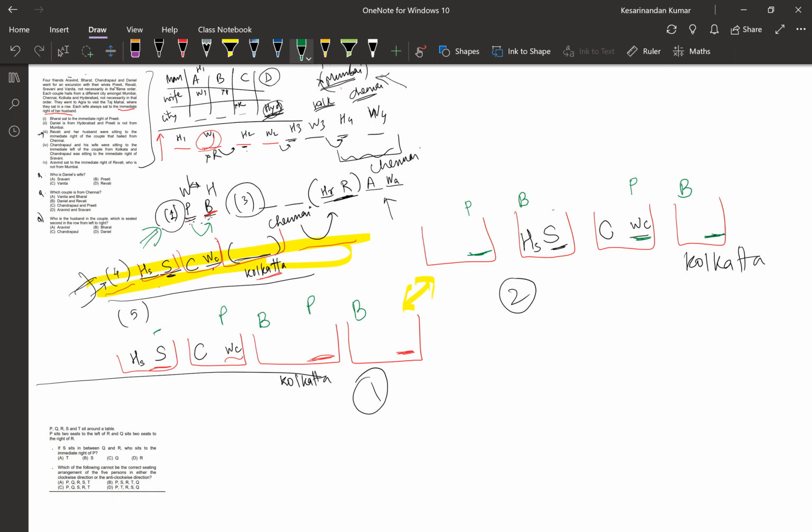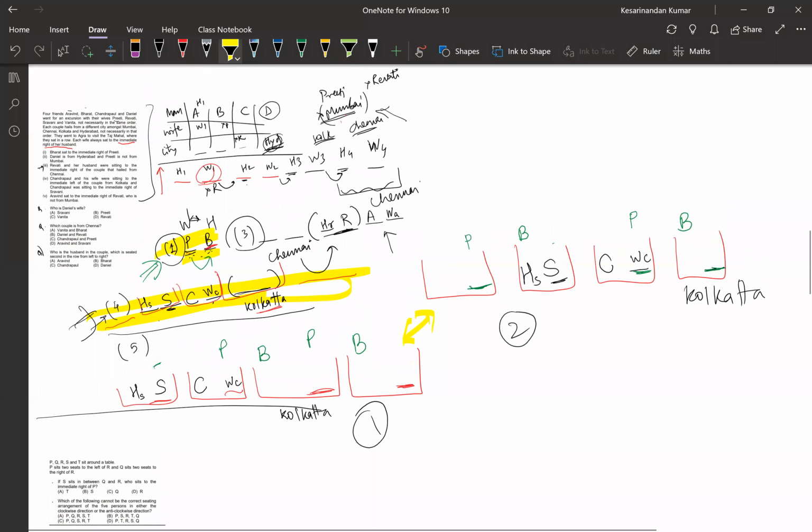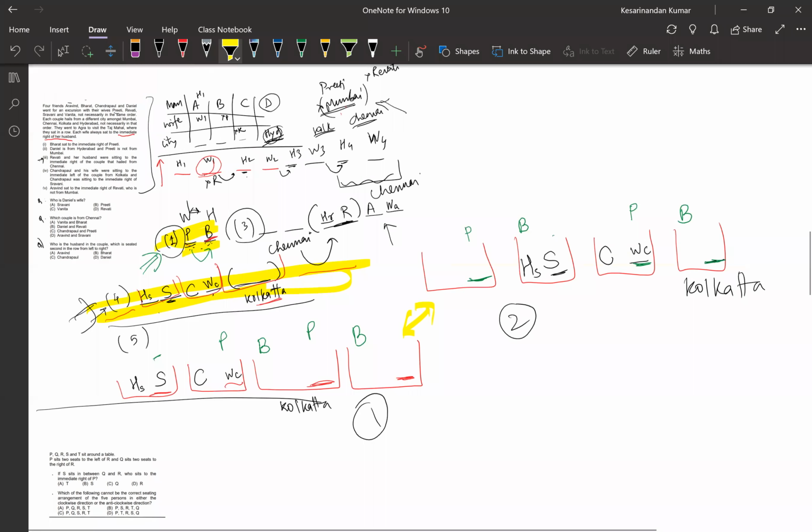Is this part clear, guys? How I mixed the first one? This part is also done. Any doubt in this one, guys? No doubts. Okay, great then. Let's move towards our third hint. That is the Chennai part.